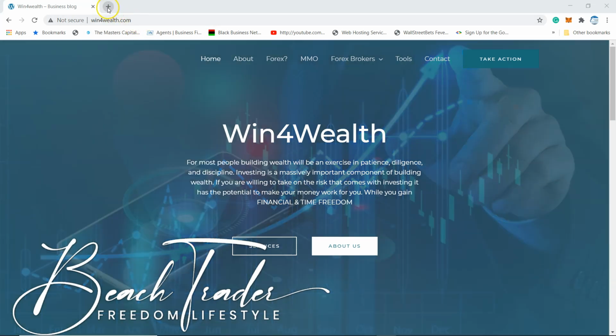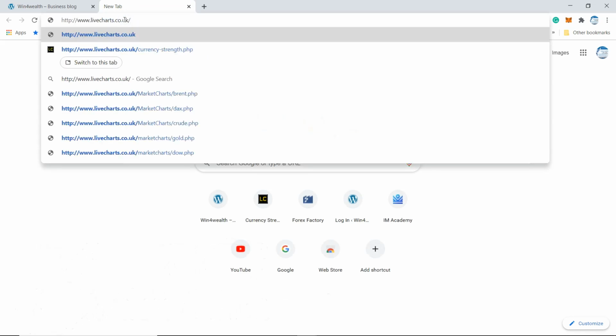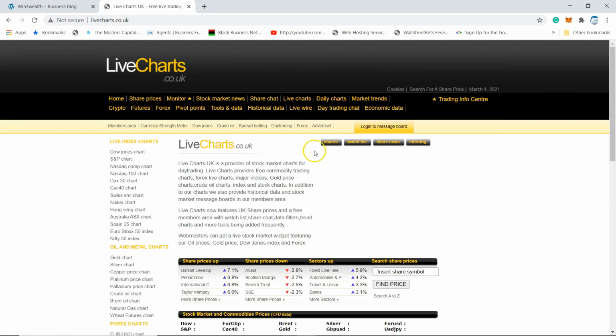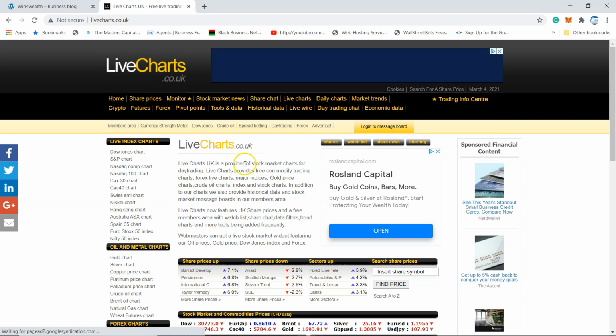First, we're going to put in the website livecharts.co.uk. Now, this is the best strength meter that I found. And what we're going to do is we're going to hit right here. It says currency strength meter.